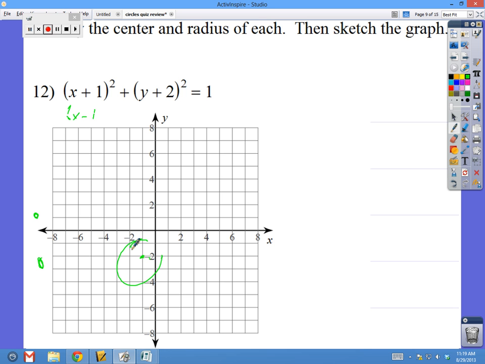Equal 1. Equal 1. Can I do number 11? Why is it?